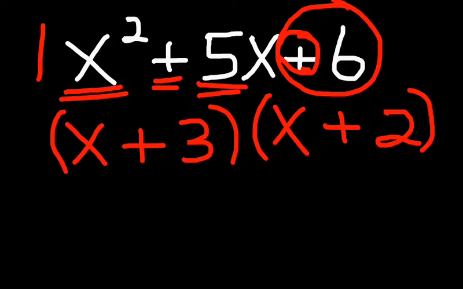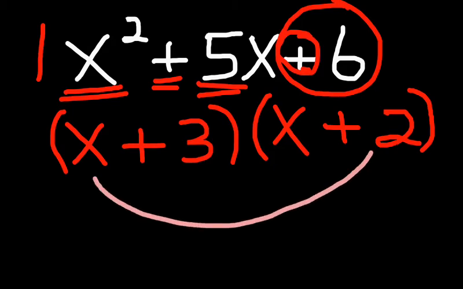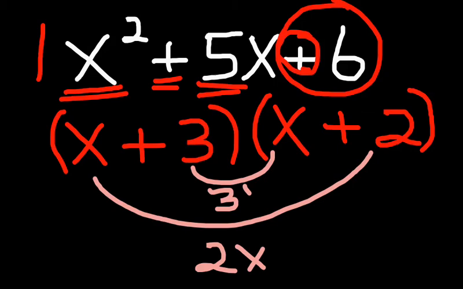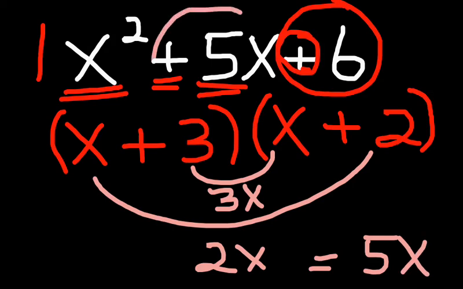One thing you can do sometimes to check these is to ask yourself the question, what is x times 2, the outside terms? That's 2x. And what is 3 times x? That's 3x. And if I add those together, 3x plus 2x equals 5x, which is the middle term right here in the original equation. And so it checks. Now let's clear this and take a look at another example.